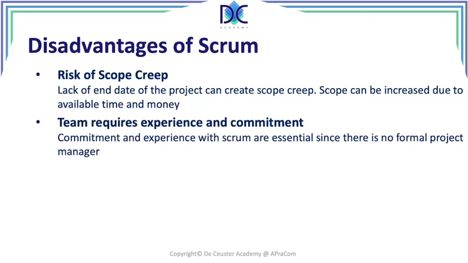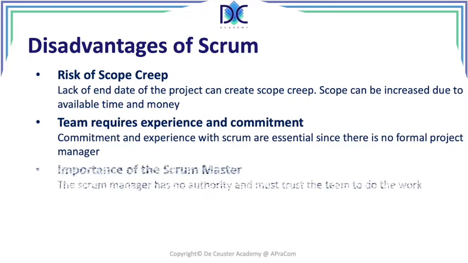Now, the team requires experience and commitment. You have to have a team with experience, and they have to be committed. There is no formal project manager. The team has to lead itself. The team has to be organized on its own and find a way to do it. The Scrum Master has no authority over the team. The Scrum Master takes away the objections, the problems that the team may have, but it's not leading the team.